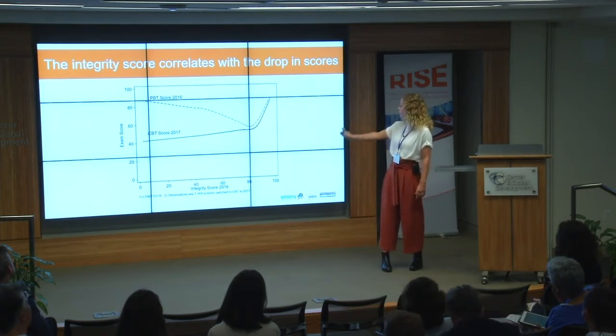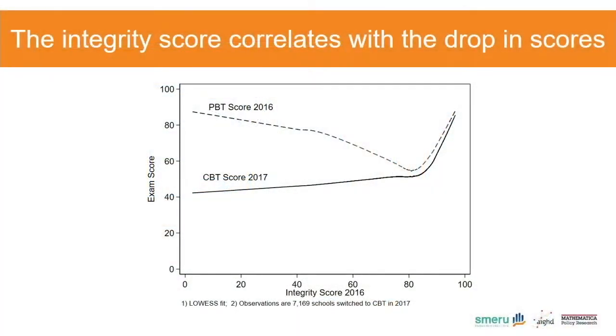And you see that up to the threshold of 80, schools are dropping in their scores once they switch to the computer-based testing. And the schools that have a higher integrity score seem to have only a small difference between the scores, which kind of confirms this threshold of 80 that the government is using, that above that, the schools are very unlikely to be cheating.